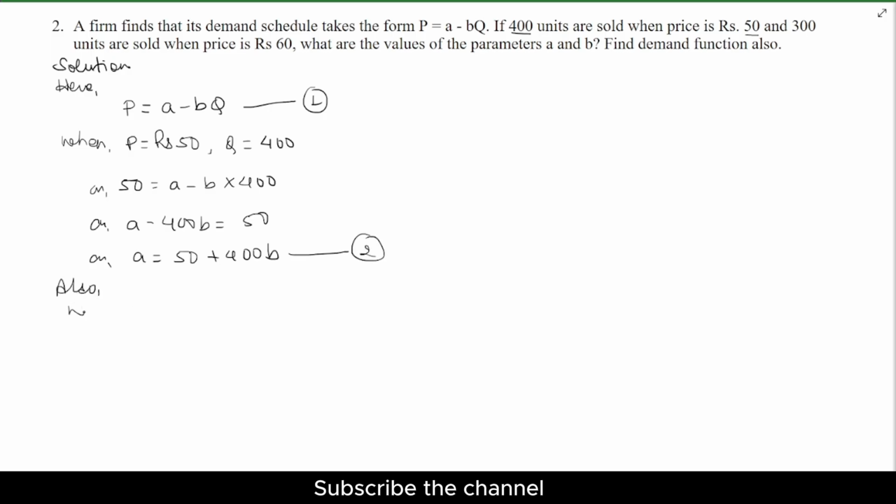Also, what is given when the price is 60? Price is equal to 60, the quantity is equal to 300. And then this equation 1 will be written as 60 equals A minus B into 300, or 60 equals A minus 300B.